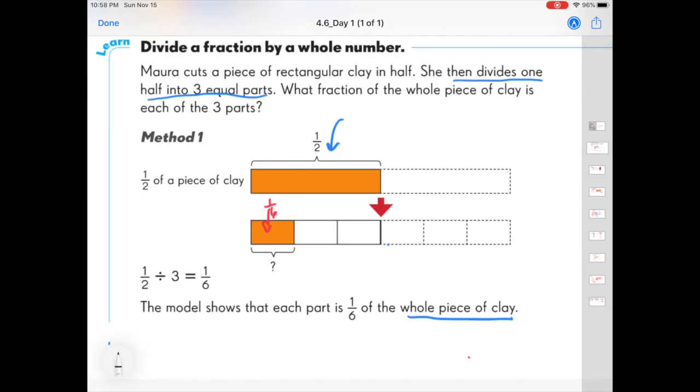So just to review, today we looked at dividing a fraction by a whole number. So dividing a fractional part into smaller pieces or units. And the first method we looked at was really using a model. So actually looking at a half of a whole, and dividing that half into 3 smaller pieces. And using a model to help us find our solution.